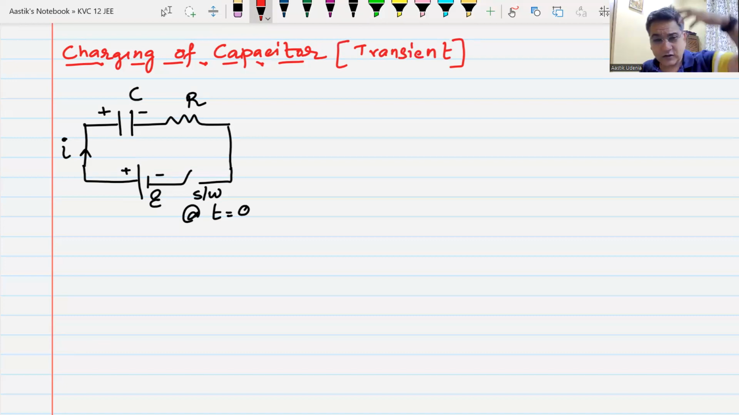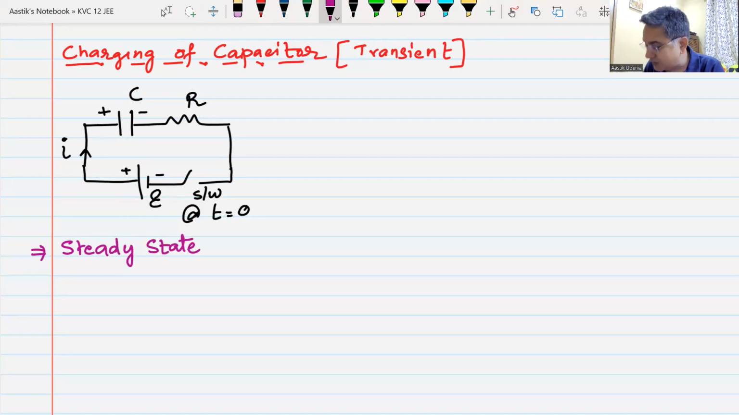Now after a long time, again when I say long time, that long time may even be just 1 second, maybe even 1 microsecond, maybe even 1 millisecond, the capacitor is going to get fully charged. When the capacitor gets fully charged, that is the charge we say, the charge on the capacitor at infinity or in steady state. So when the capacitor gets fully charged, the capacitor is said to be in steady state. Do we understand this?